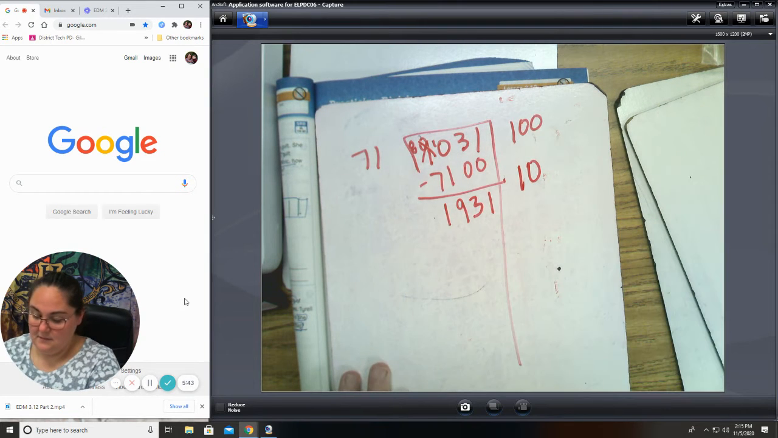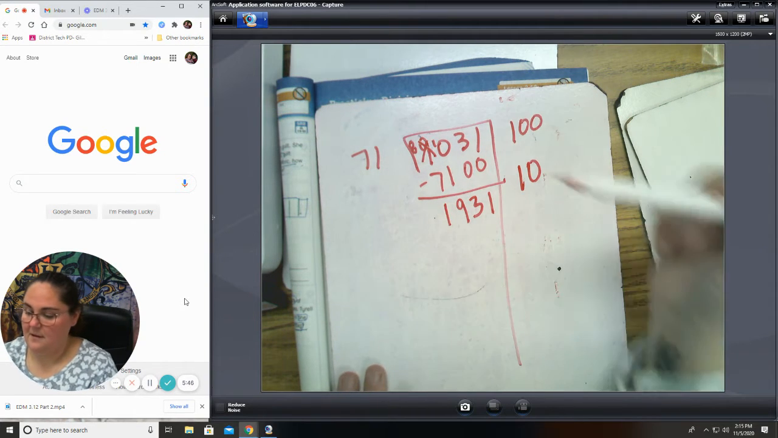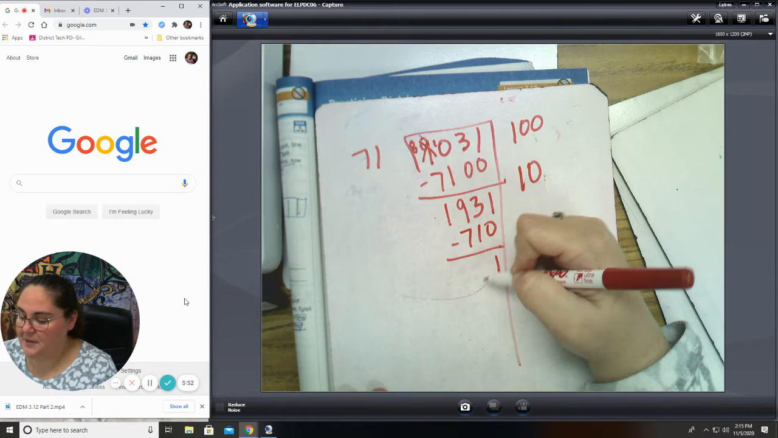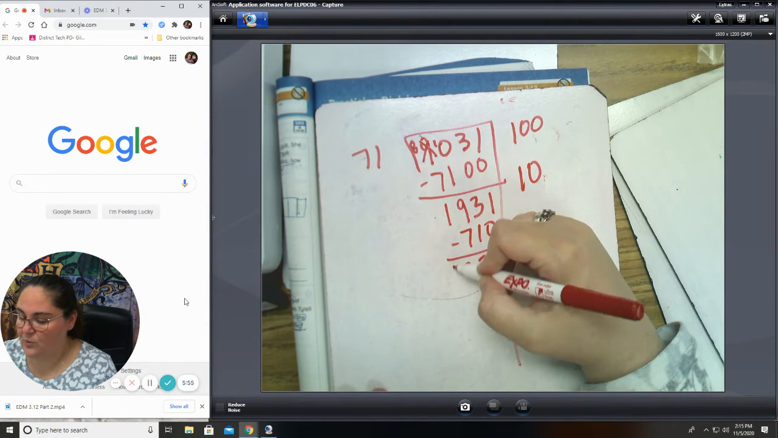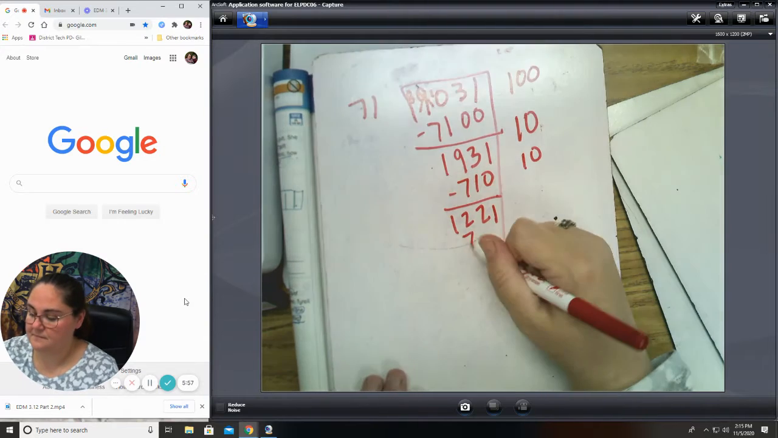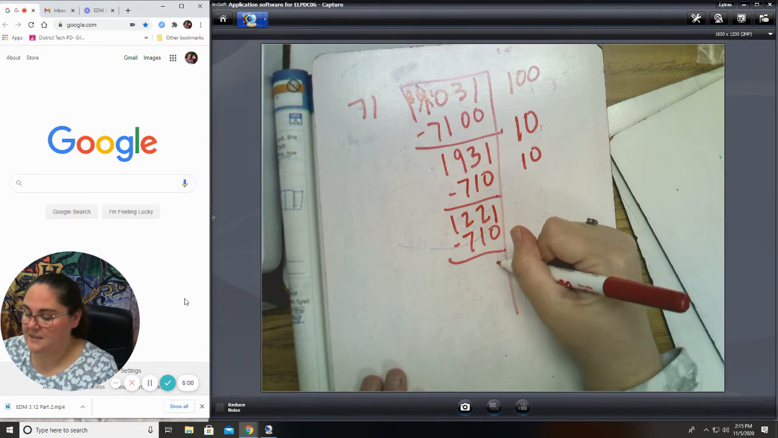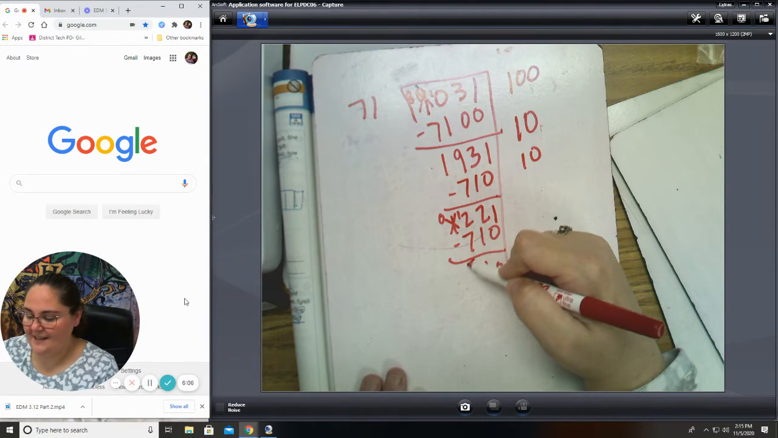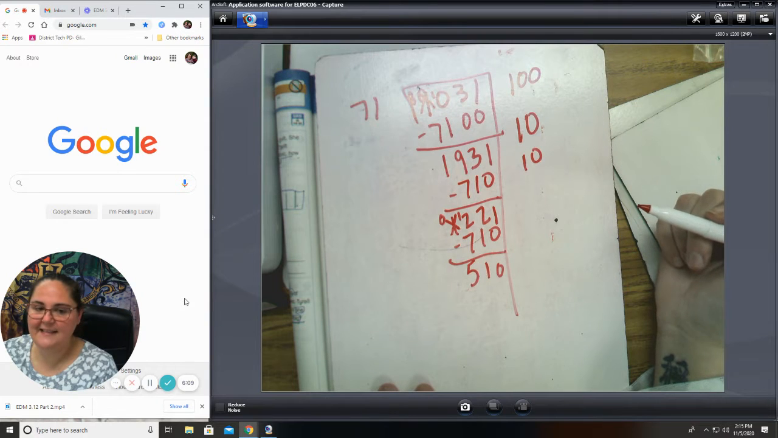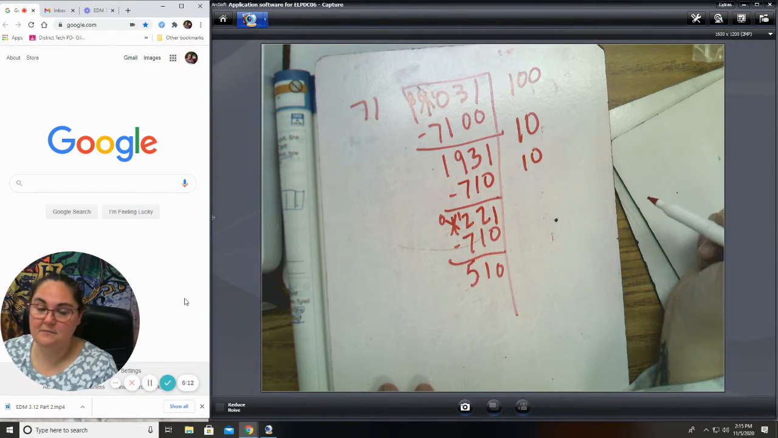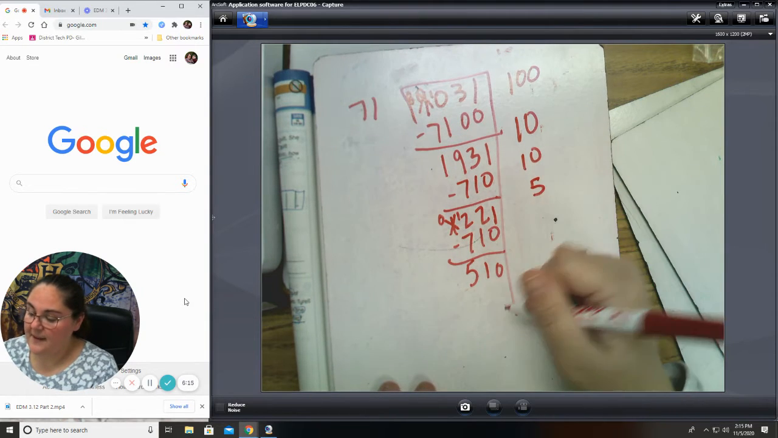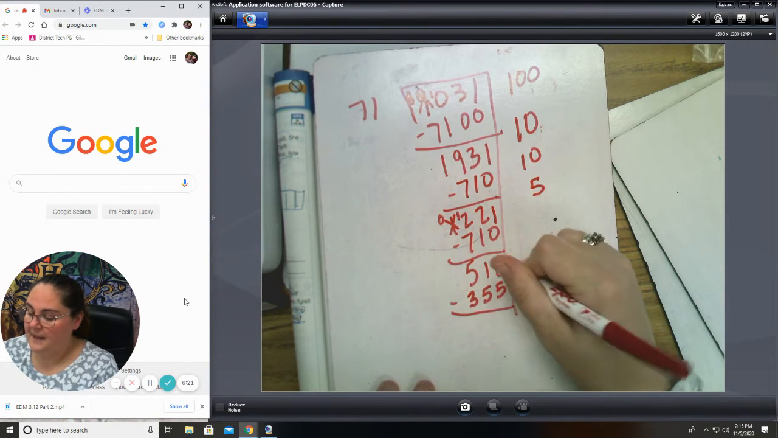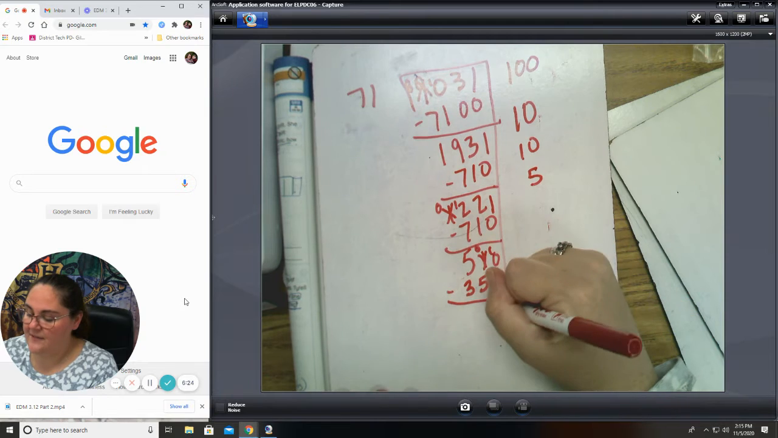All right. 10 times 71 is 710. 1 minus 0 is 1. 3 minus 1 is 2. 9 minus 7 is 2. 1 left over. Let's do another group of 10. 1 minus 0 is 0. 2 minus 1 is 1. 2 minus 7 you can't do. 12 minus 7 you can. All right. 510, I can't do a group of 10. But I can do a group of 5. 5 times 71 is 355. 0. All right. 10 minus 5 is 5.